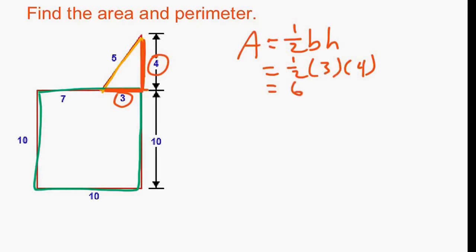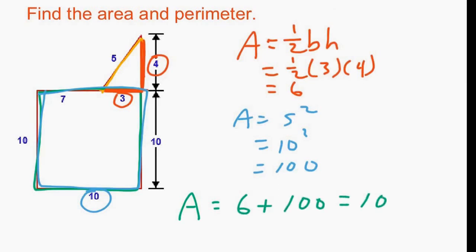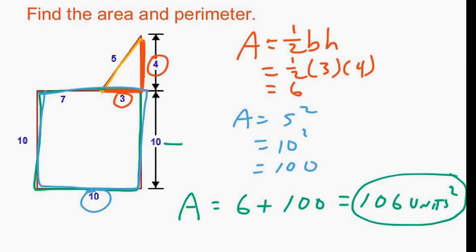All right, now we have this square. Area equals s squared, and s happens to be 10. 10 squared is 100. And now for the total area of the whole shape, I'm going to add the 2 up. 6 for the area of the triangle, 100 for the area of the square. I get 106. And there are no units of measure, no labels, so we can say units squared. 106 units squared.